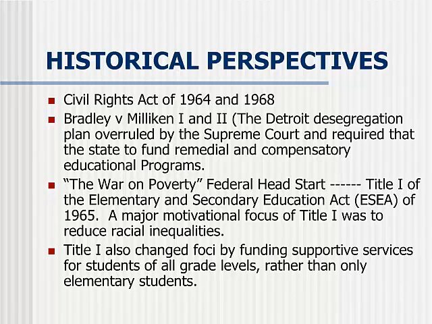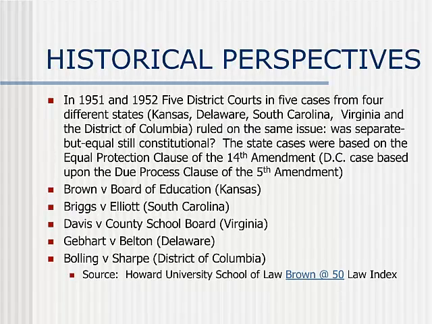In 1951 and 52, 5 district courts in 5 cases from 4 different states, Kansas, Delaware, South Carolina, Virginia, and the District of Columbia, ruled on the same issue. Was separate but equal still constitutional? And you notice the cases: Brown versus the Board of Ed, Briggs versus Elliott, Davis versus the County School Board, Gebhardt versus Belton, and Bowling versus Sharp. All very significant to this change of the philosophy of Brown.